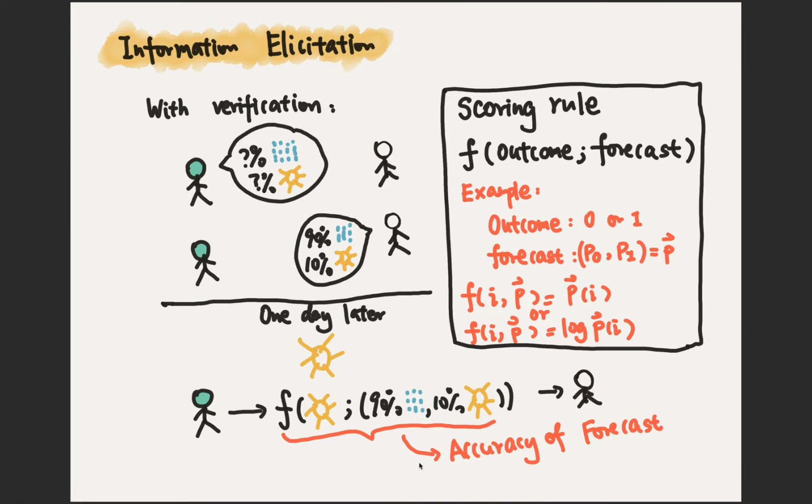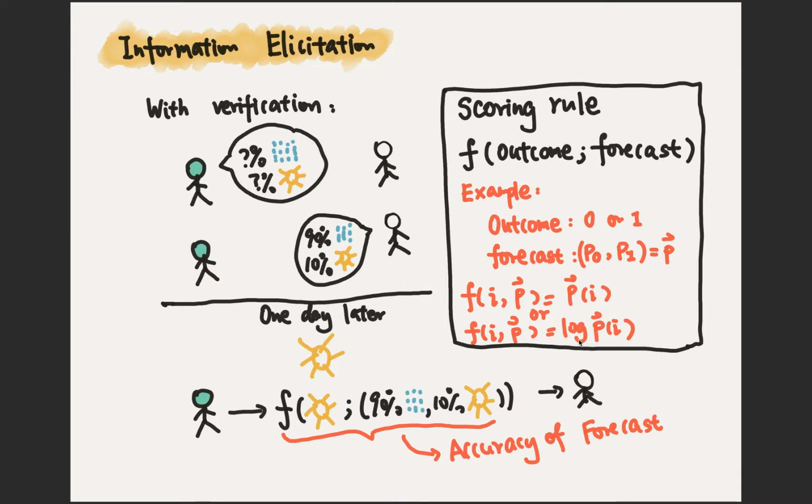And this formula, we call it a scoring rule. It has two inputs. One is the outcome, another is the forecast. So in this binary example, the outcome can be 0 or 1, and the forecast is a binary vector, which is P0 and P1, and the sum is 1. There are two different scoring rules here. The first one is a linear scoring rule. Basically, if it's sunny, the requester will pay this person 10%. And another one is this log scoring rule.